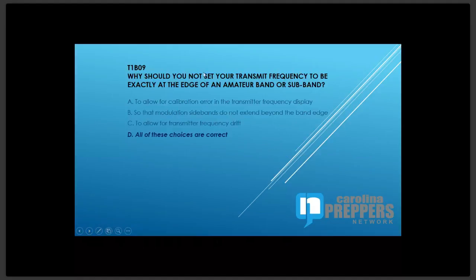Military takes first. Matters of national defense. Why should you not set your transmit frequency to be exactly at the edge of an amateur band or sub band? Well, all of these are correct, because even though my radio says 145 megahertz, if I like to go four-wheeling and doing wheelies in my truck, my radio can very well get knocked out of whack more than yours that sits on a desktop. It might be just a very little bit, but it can happen.